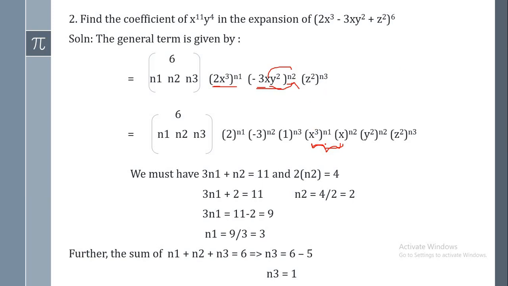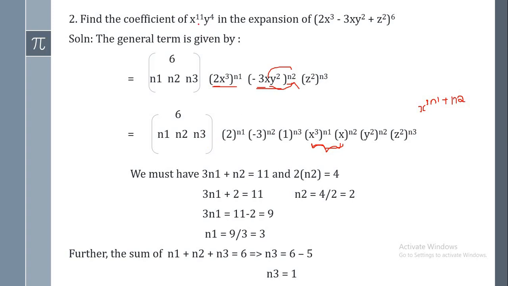So these two terms, that is x cube power n1 and x power n2, can be written by the laws of indices as x power 3 n1 plus n2. This term can be written like this, and y power 2 n2, z power 2 n3. So now we have to calculate the values of n1, n2 and n3. Since we know n equal to 6, n1, n2, n3 values are unknown now.